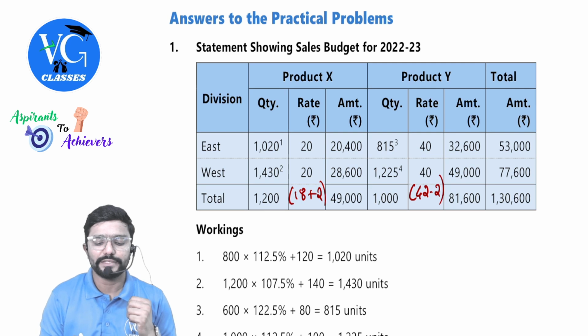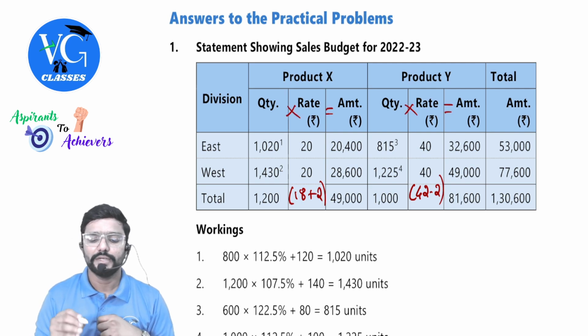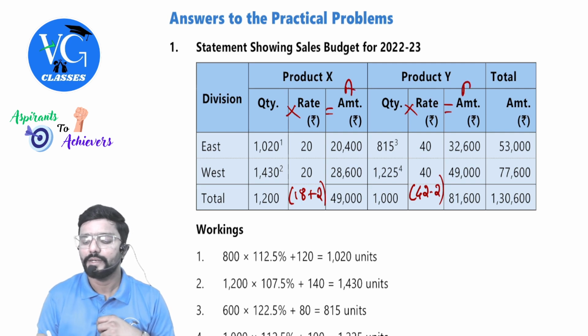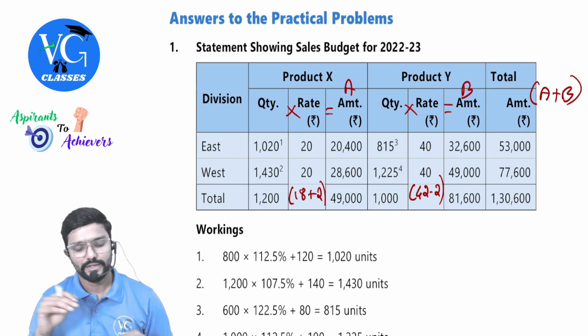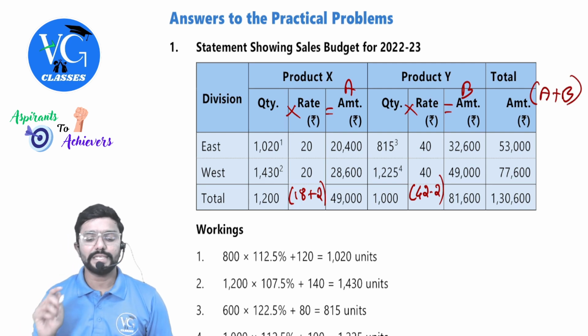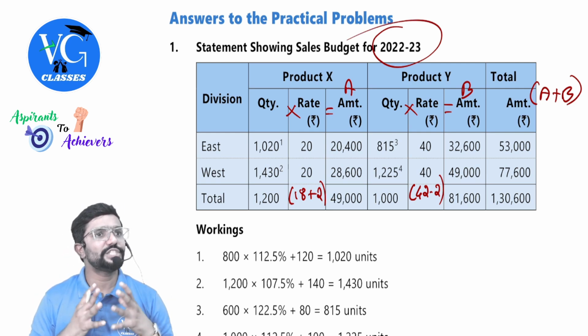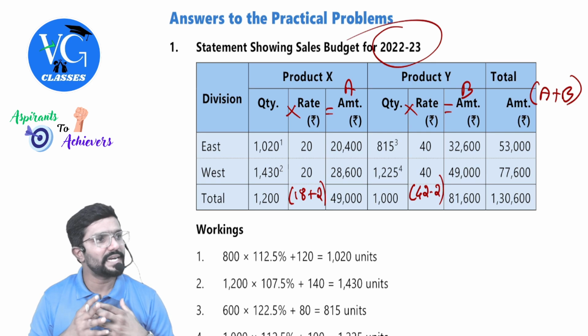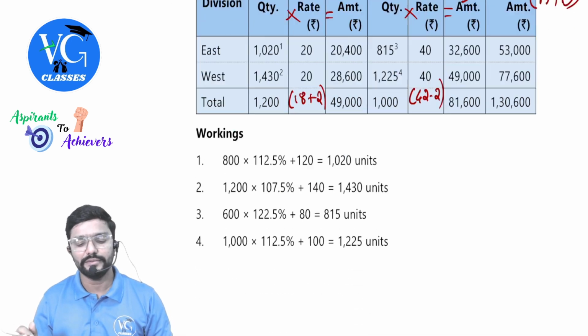Sales budget: multiply this. Quantity into rate is equal to amount. Now amount you add. Total also they have given for both put together. Clear? Yes. So this is the sales budget for 22-23. They also asked you to present the actual data along with the budgeted for the last year. For the last year. This is for the upcoming year.